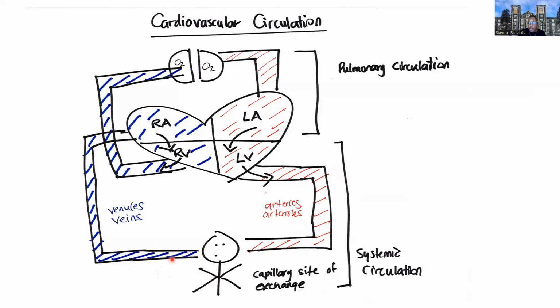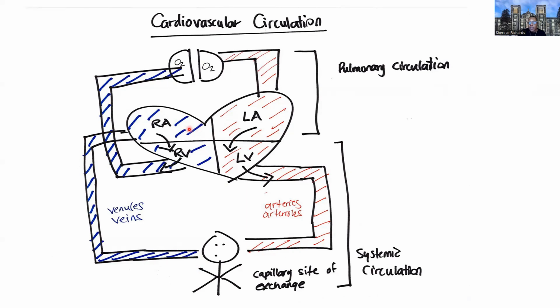From there, it's going to go into venules, which are really tiny veins, then into veins, and then back to the right side of the heart. So all of this, left ventricle, arteries, arterioles, capillary beds, venules, veins, and back into the right atrium, that is the systemic circulation. All right, systemic circulation.